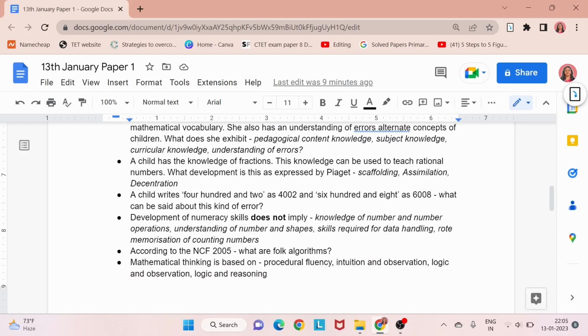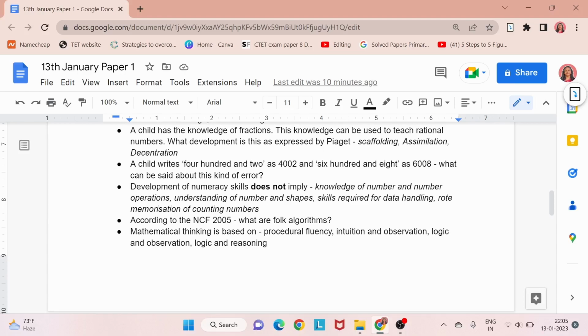On errors, the question was a child writes 402 as 4002 and 608 as 6008. So, what can be said about this kind of error? The two probable options were the child writes the number as he hears it, and the child does not understand the place value of numbers. I have gone for the child writes the number as he hears it. But I'm not sure whether the other one applies. Let's see what CBSE says.